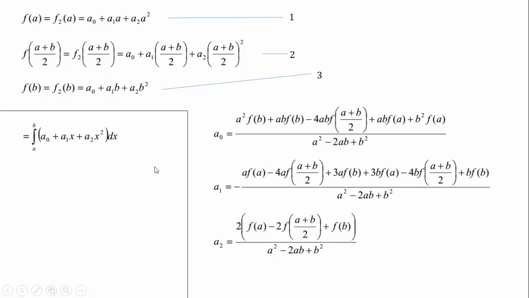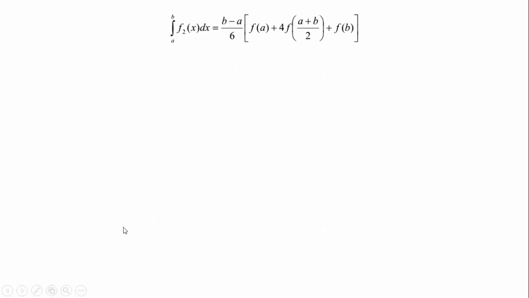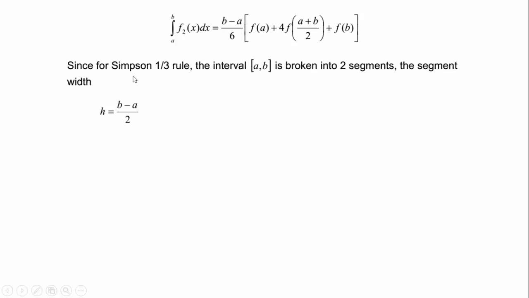Now integrating the first equation, we will get this equation here, and substituting all these values into this equation, we get something like this. This equation is a raw form of Simpson's one-third rule. For Simpson's one-third rule, the interval a to b is broken into two segments. The segment width h is equal to b minus a divided by 2.